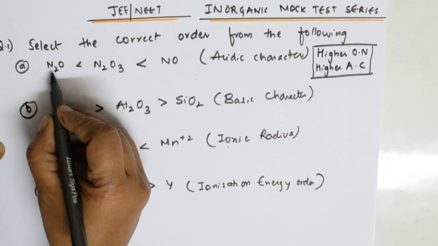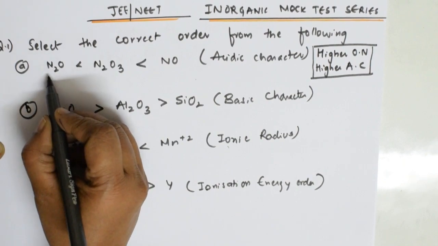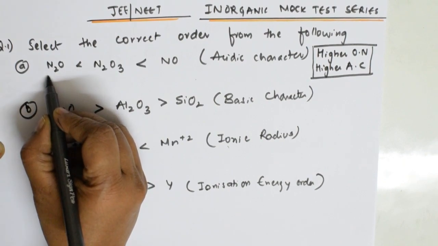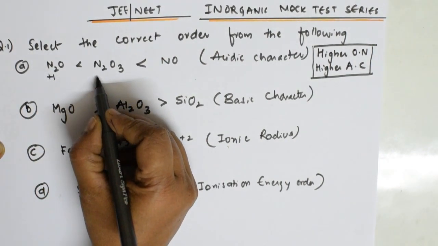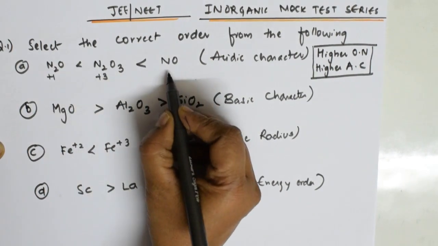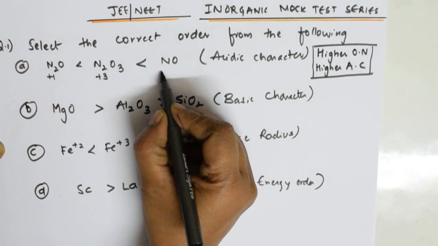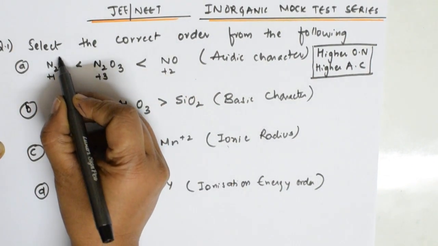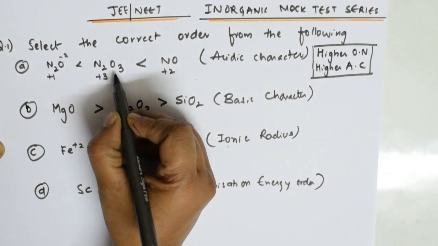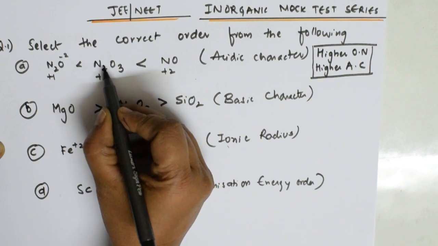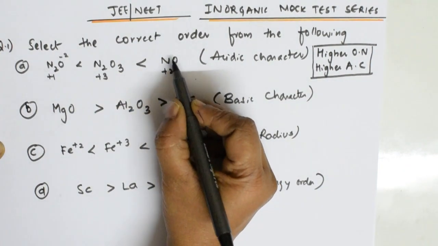Now when I have to check the first, N2O, what is the oxidation number of nitrogen? It is +1. What is the oxidation number of nitrogen in N2O3? It is +3. Here the oxidation number is +2. How did I do this? Oxygen is -2, so this is +2. Here oxygen, 3 twos are -6, so here it is +3.